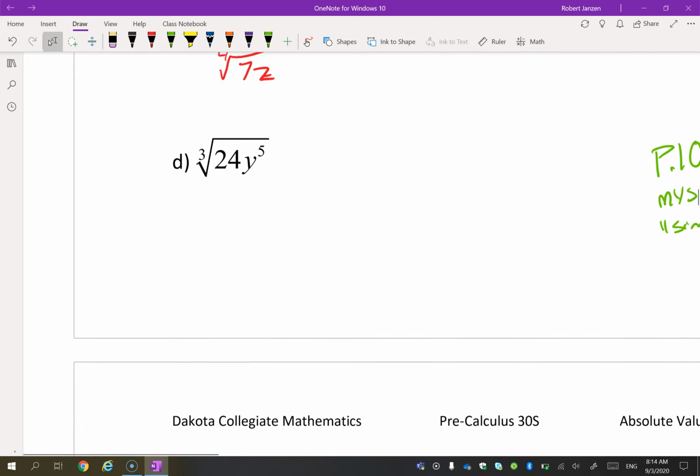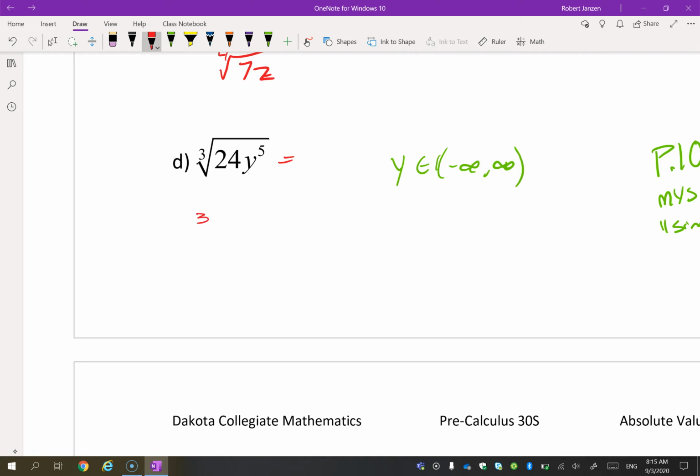All right. Here we have an odd index. This tells you that this number inside the radical can be positive or negative. That means y can be anything. Maybe you want to do this, or maybe you'd rather do this. Either one is okay.